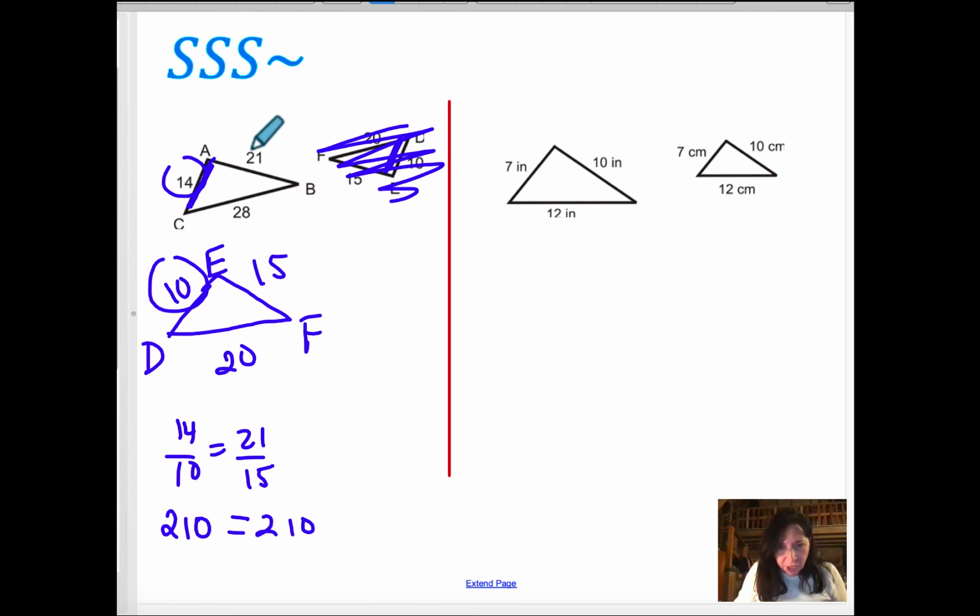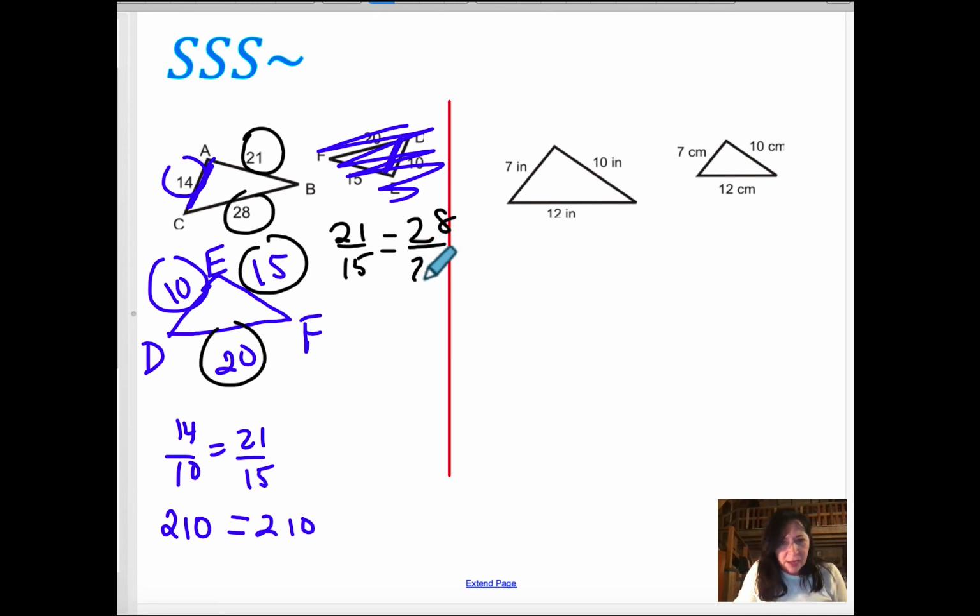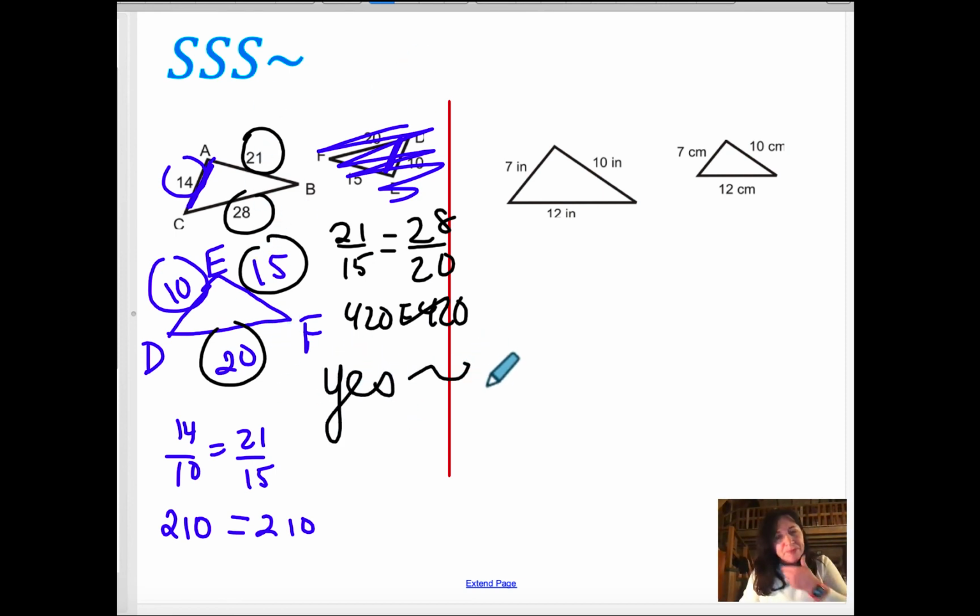Now we're going to do the other side. I'm going to go 21 is to 15 as 28 is to 20. So I'm going to cross multiply. So 21 times 20 is equal to 420. 15 times 28 equals 420. Also equal. So therefore, these two triangles are similar. So this would be a yes, similarity. Okay. For this one, obviously these are similar, but these 7 is to 7, 10 is to 10, 12 is to 12. These two triangles are actually congruent.